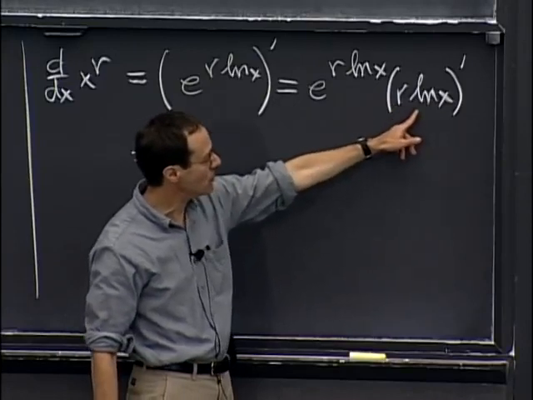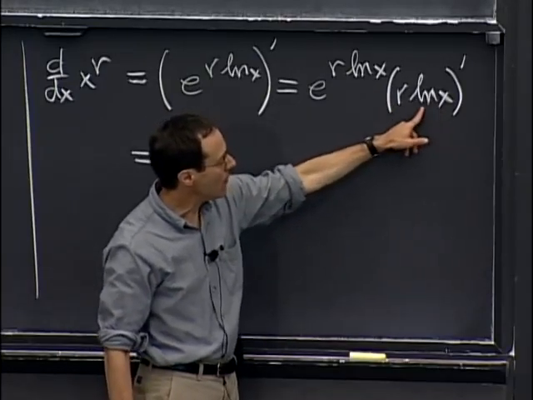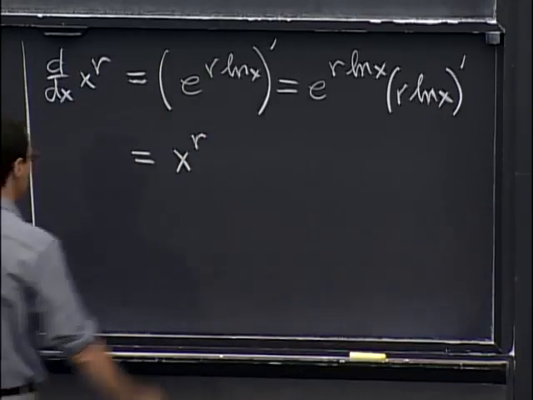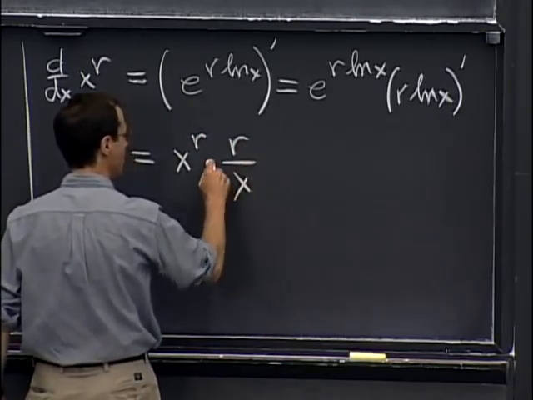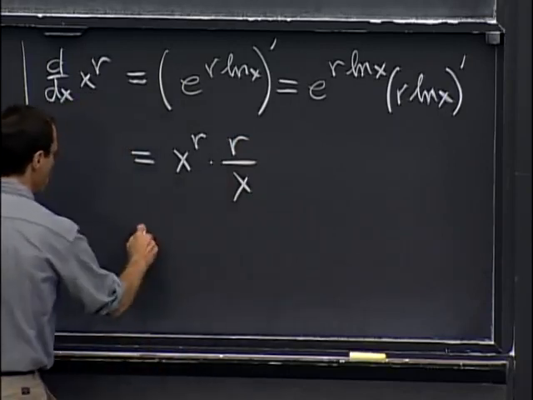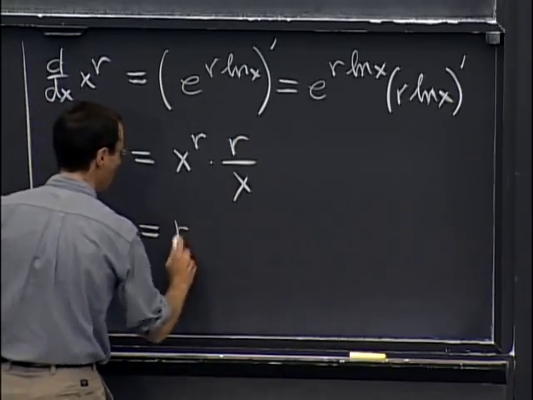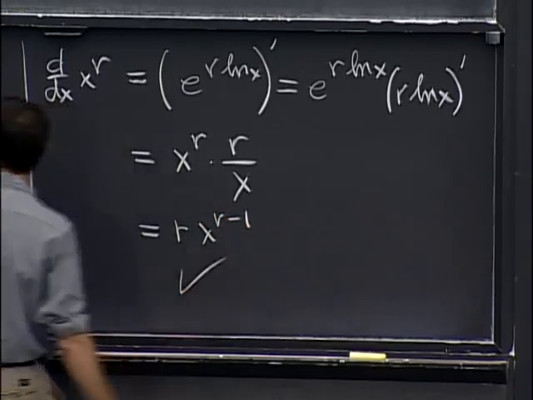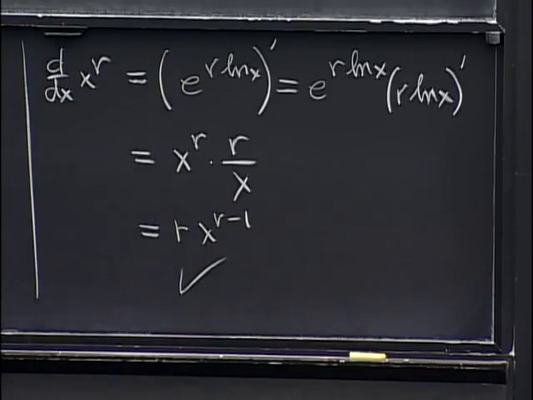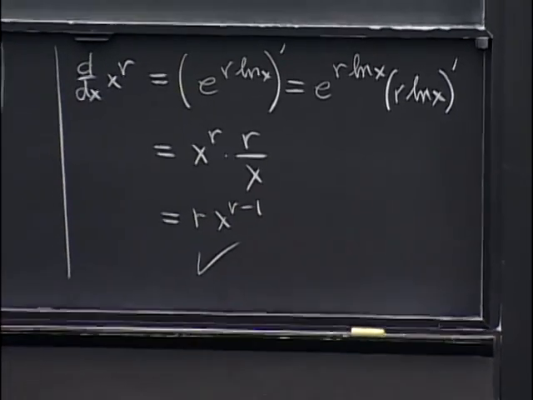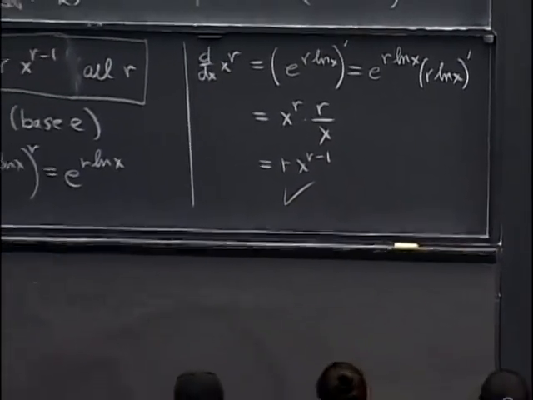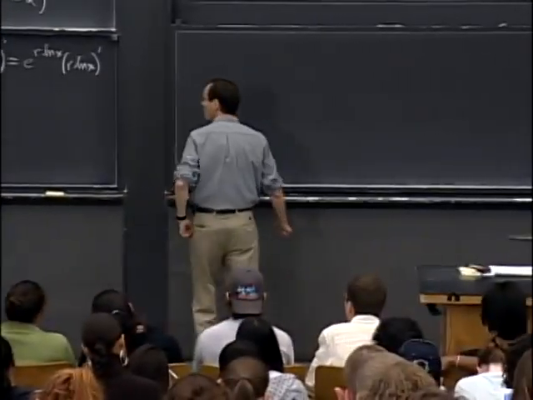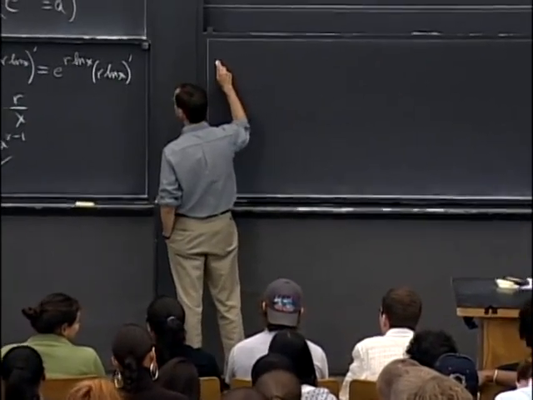It just factors out. And log x now has derivative. What's the derivative of log x? 1 over x. So this is going to be times r over x. And now we rewrite it in the customary form, which is r, we put the r in front, x to the r minus 1. OK? So I've just derived the formula for you. And it didn't matter whether r was rational or irrational. It's the same proof.